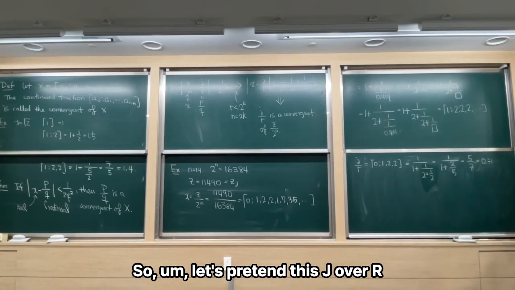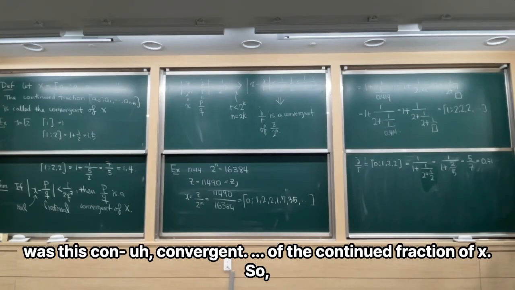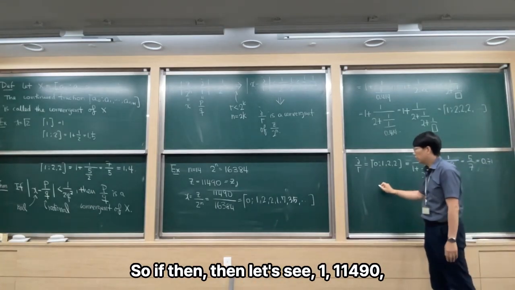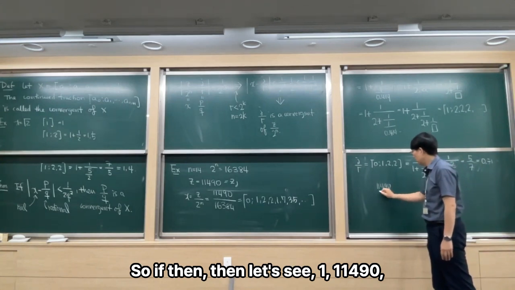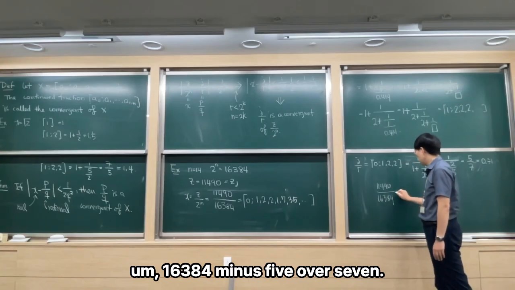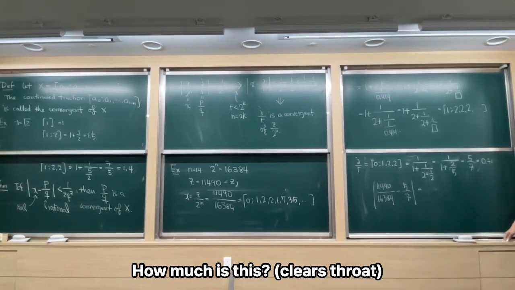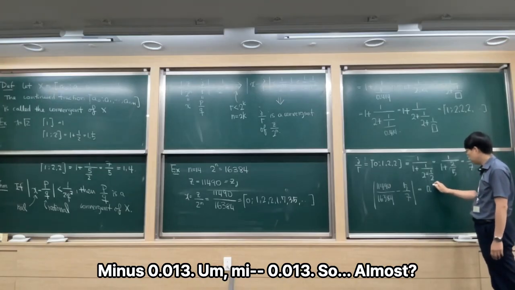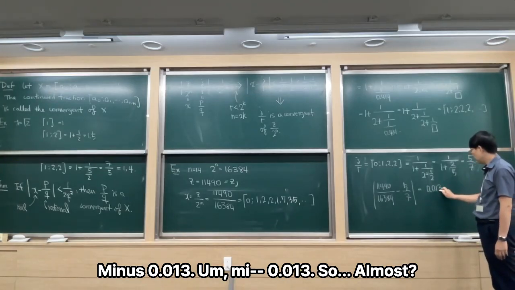All right. So let's pretend this j over r was this convergent of the continued fraction of x. Let's see whether this satisfies the inequality. So let's see, 11490 over 16384 minus 5 over 7. How much is this? 0.013.